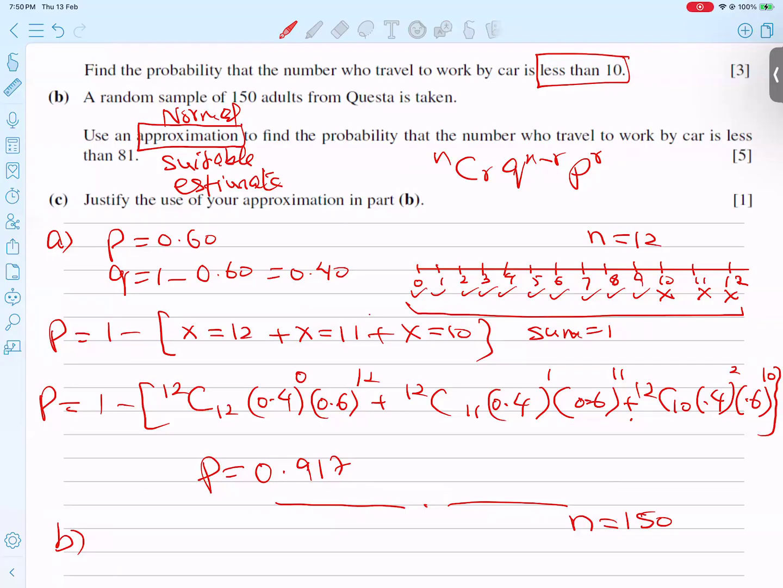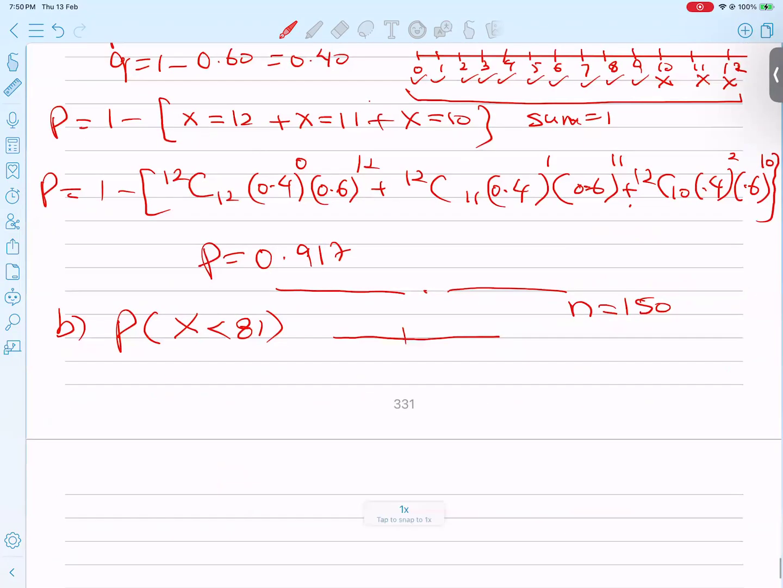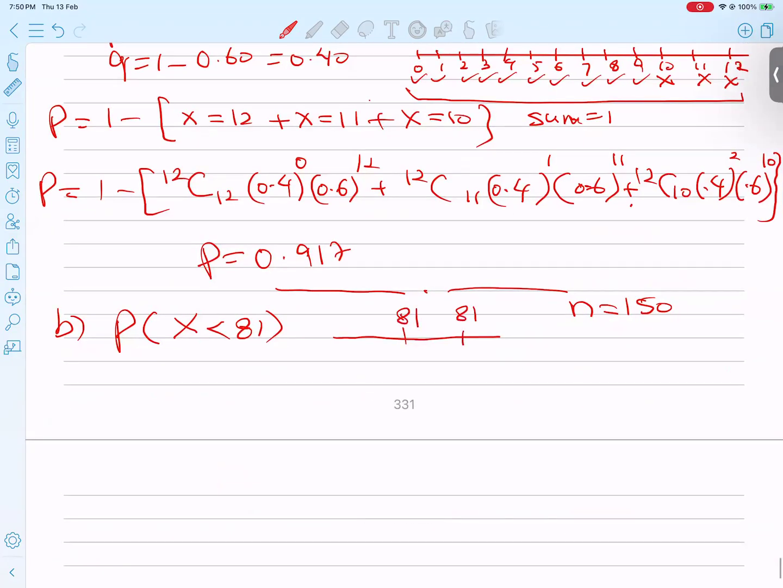Okay, so we have to do a special technique, and that is called continuity correction. But read the question: less than 81. So less than 81 means x is less than 81. How to do a continuity correction? First of all, what is the way? 81, one number bigger and one number smaller.